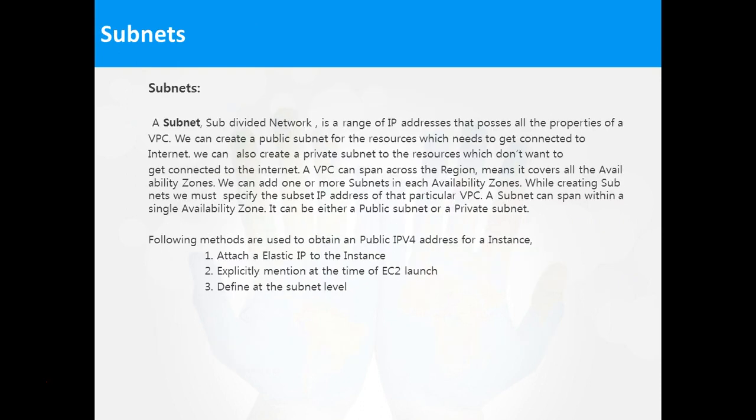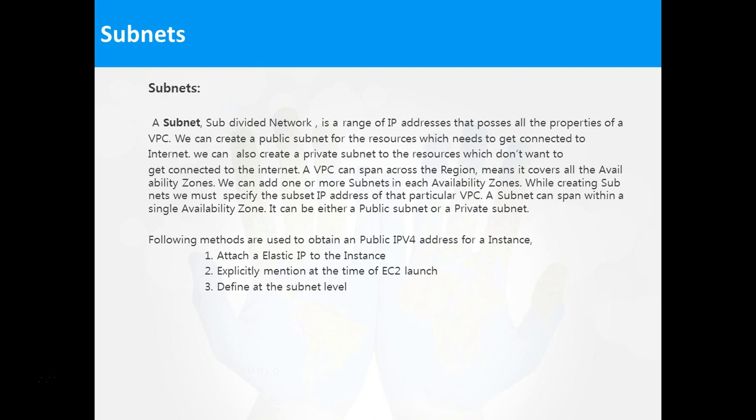Subnets. What is a subnet? A subnet is also called a subdivided network. It is a range of IP addresses that possess all the properties of a VPC. We can create a public subnet for the resources which need to get connected to the internet. We can also create a private subnet for the resources which don't want to get connected to the internet.